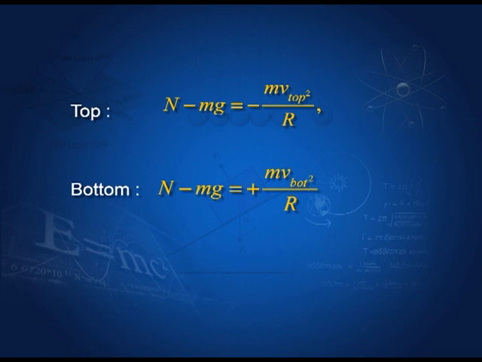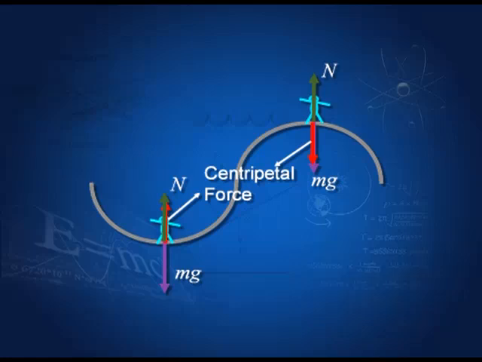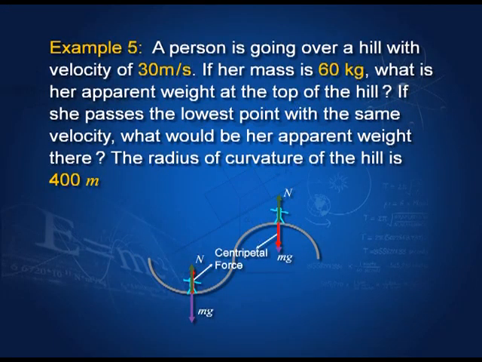by r, and here N minus mg plus, you see we have adopted a certain convention in which we have taken N to be positive. If N is positive, then mg is negative and the top centripetal force is also negative. At the bottom, N remains positive, mg remains negative, but this has changed sign because this becomes now positive. So, we adopt a certain convention and we write these equations. The normal reaction is the apparent weight.